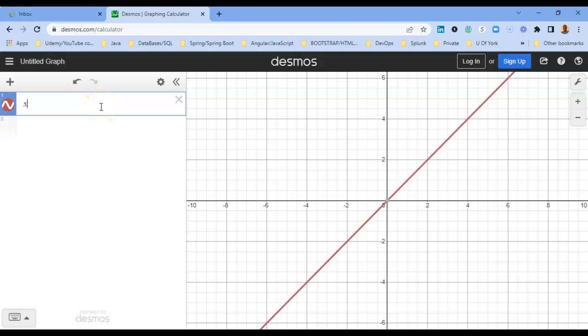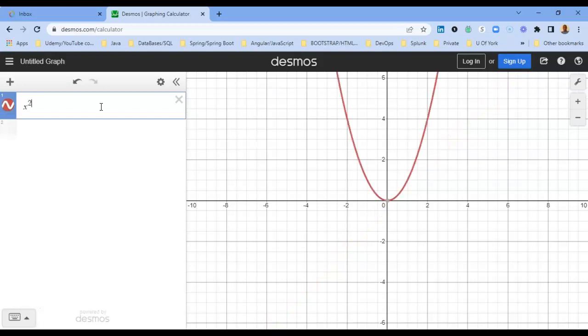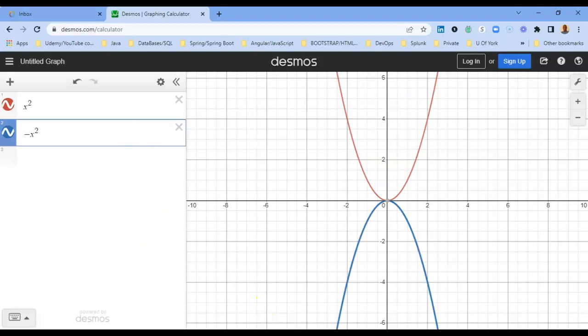So we know that x squared looks like this, right? So that's the red part. And then negative x squared looks like this. That's exactly what we did.